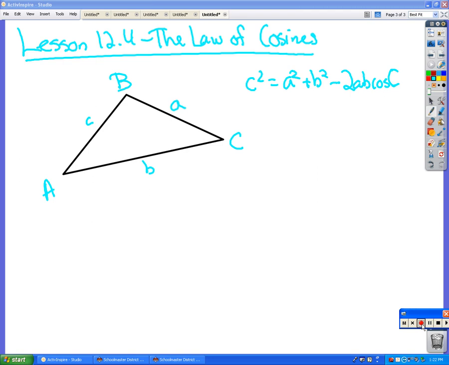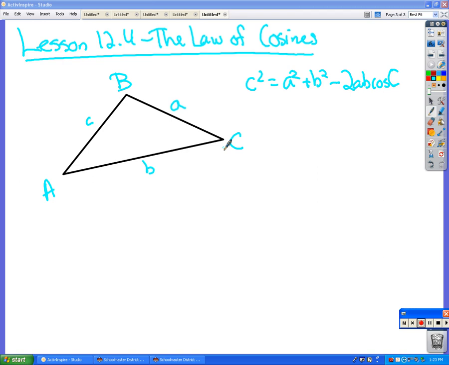Okay. The way these are set up is very important. The side has to be across from the angle. So side A is across from angle A, side B is across from angle B, and side C is across from angle C. And the reason why this is more helpful perhaps than the law of sines is because now you can do it when you don't know the angle and the side opposite of it.